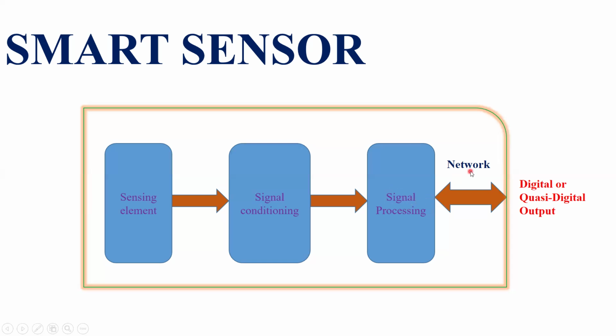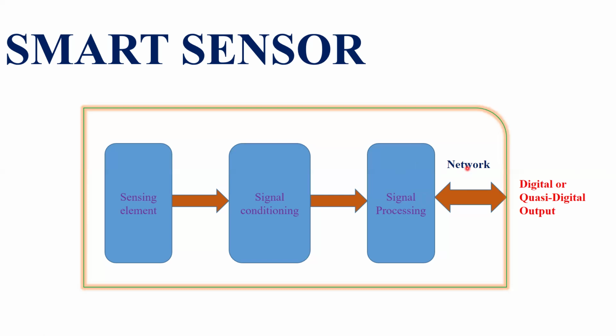Okay, and then you have this network here, through which you see the bidirectional arrow that indicates the data from this final unit, which is usually in the digital form or the quasi-digital form, that could be transferred to the outside world over this network. This network can be wireless or with wire. Okay, for example, LAN or wireless.